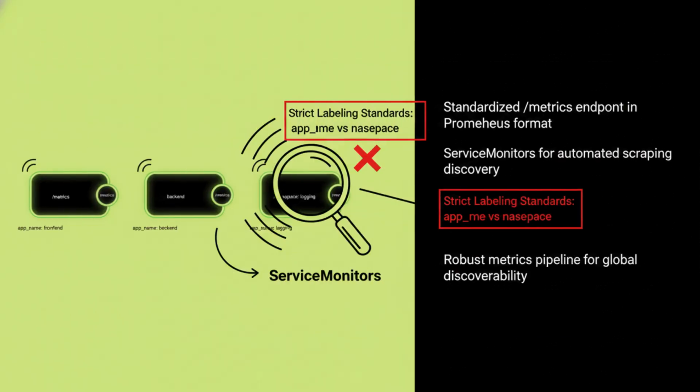For the adapter to find your metrics, your applications must expose them correctly. This is usually done via a /metrics endpoint in Prometheus format. In a Kubernetes environment, we use service monitors or pod monitors to tell Prometheus where to scrape. The adapter then looks for these scraped metrics. A common pitfall is a mismatch in labels. If your Prometheus metric has a label called app name, but the adapter is looking for a Kubernetes namespace, the mapping will fail. Architects must enforce strict labeling standards across the organization to ensure that the metrics pipeline remains robust and that every service is discoverable by the autoscaling infrastructure.